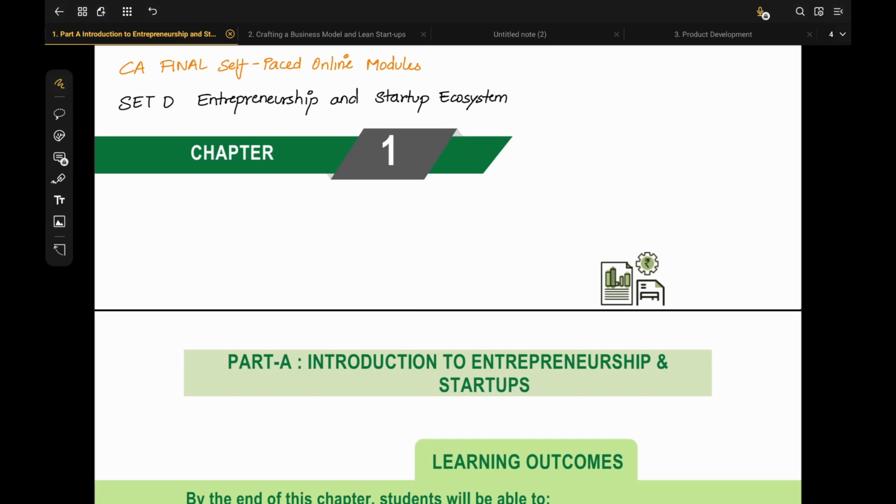So for introduction, you have to choose Set D Entrepreneurship because it is a very easy topic. This is what I am saying. If you choose psychology or philosophy, it will be a little out of our domain. And if you choose constitution, it will be law. Some may find it difficult.